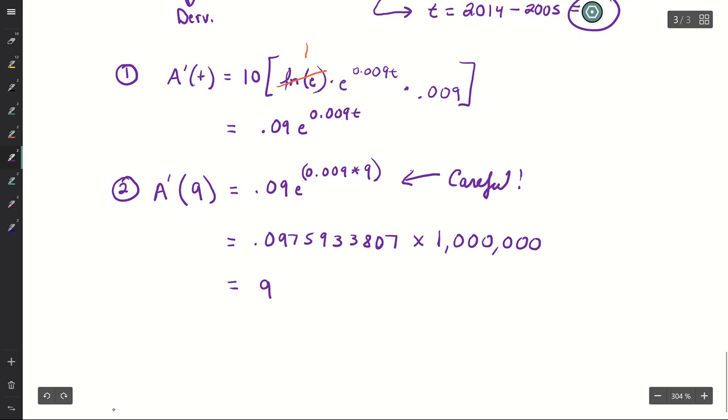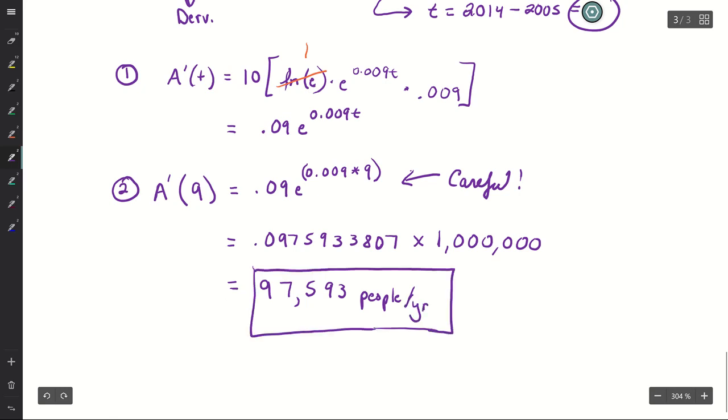So this is going to be 97593, and that's going to be slightly rounded. We want to round there to the nearest whole number, and then this will be people per year. All right, let me know if you have any kind of questions.